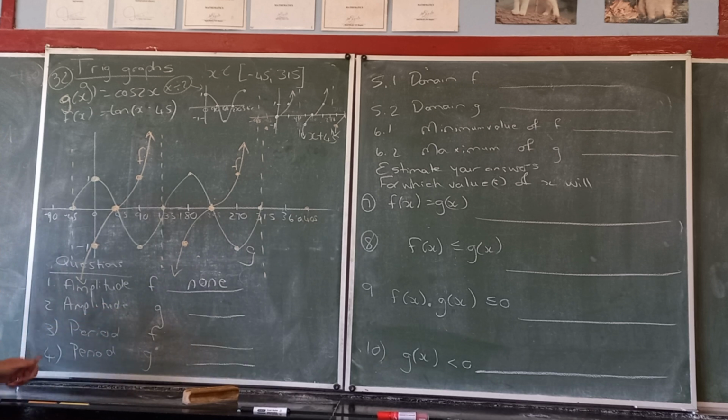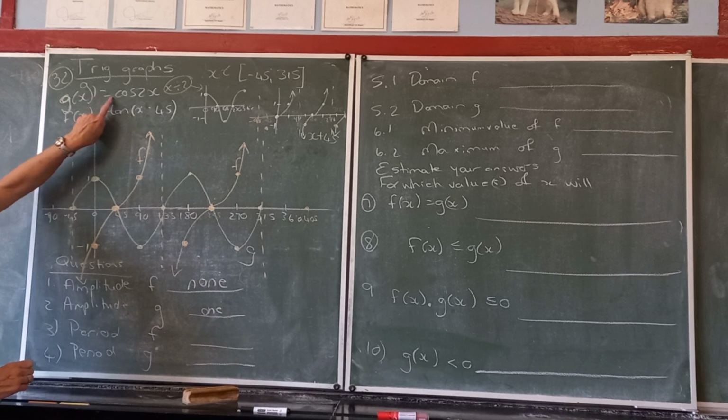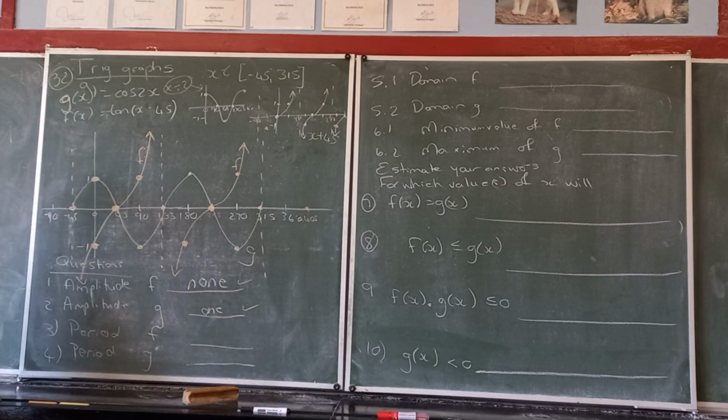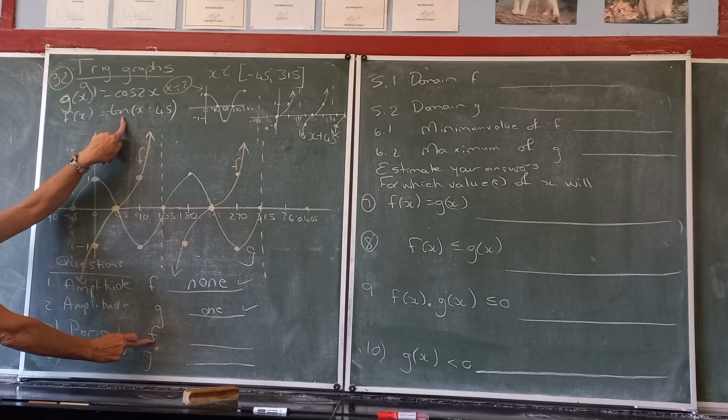Amplitude of G? 1. And where do we normally see it without sketching it? There in the front of the cos. There's the 1. There's the amplitude. Right? And it's marks forever. What is the period of both of them? The period for the tan graph is 180.